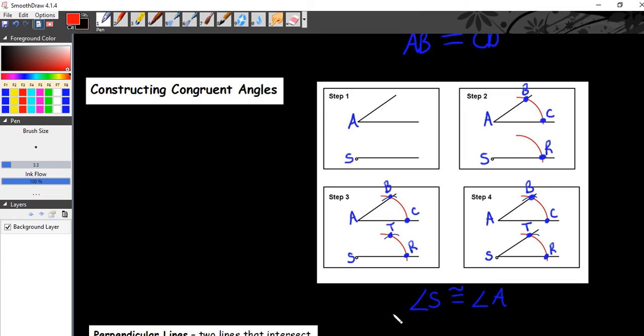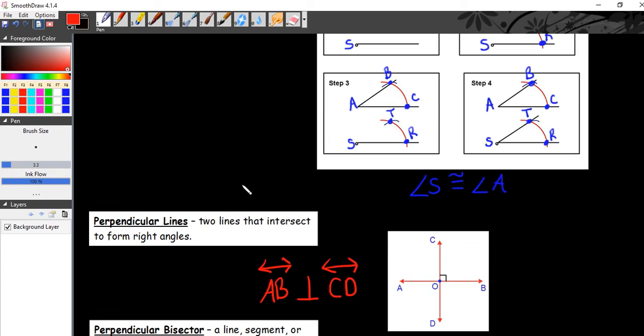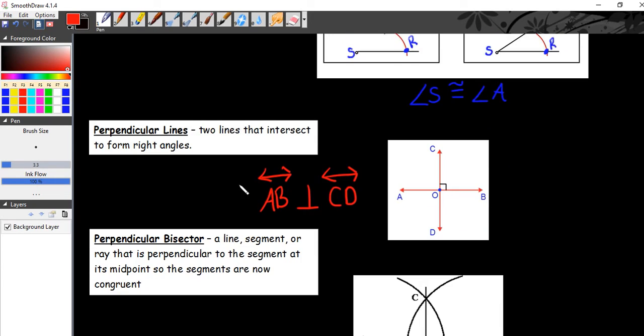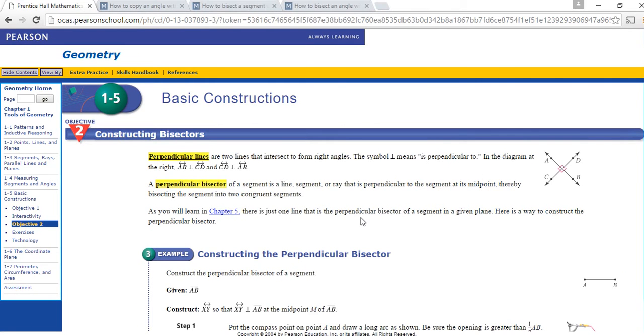All right, I'm going to move on to the second objective, and you will draw this because this is how you draw congruent angles. But our next thing we're going to talk about is perpendicular lines. Y'all probably know what those are already. This is simple. Two lines that intersect to form right angles. And we already learned that a right angle is 90 degrees. And so this is how you would draw it and label it. Line AB is perpendicular to line CD. I go back to our book. This is how they show it to you in the book.